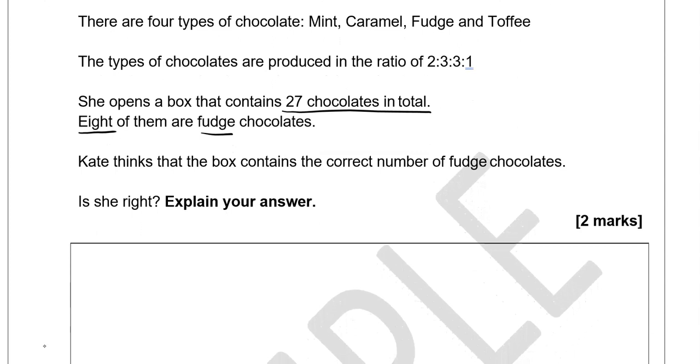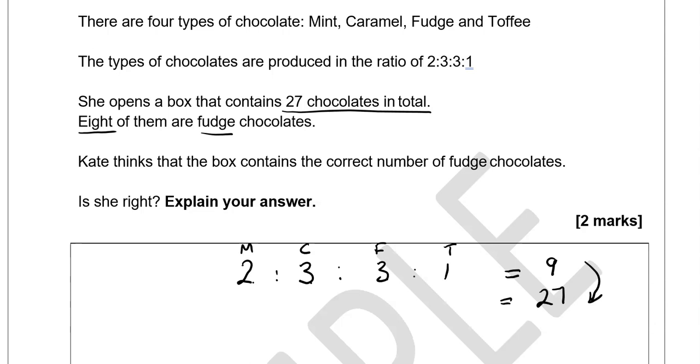So looking at the ratio, we've got 2 to 3 to 3 to 1. 2 represents mint, 3 caramel, and then 3 fudge, and then toffee. Adding them together, we get 2 and 3 and 3 and 1, which equals 9, so 9 units. Now she opens a box that contains 27 chocolates in total. So under the total, I'm going to put 27.